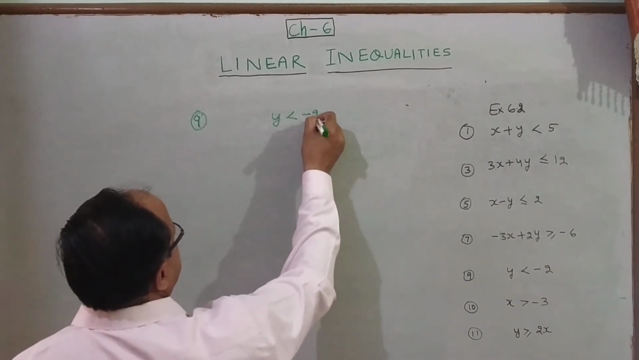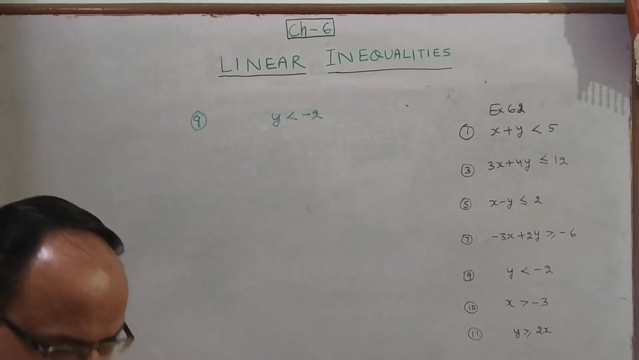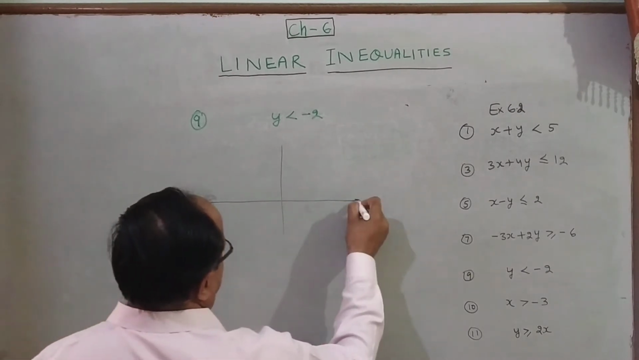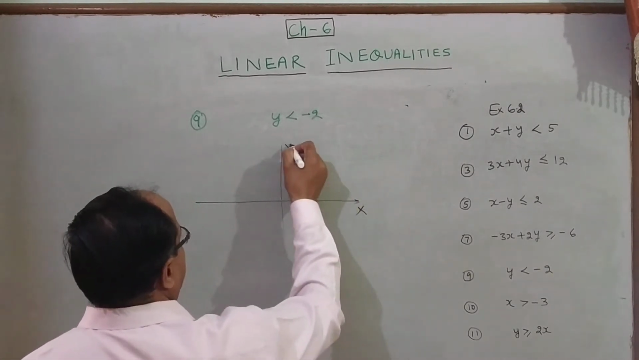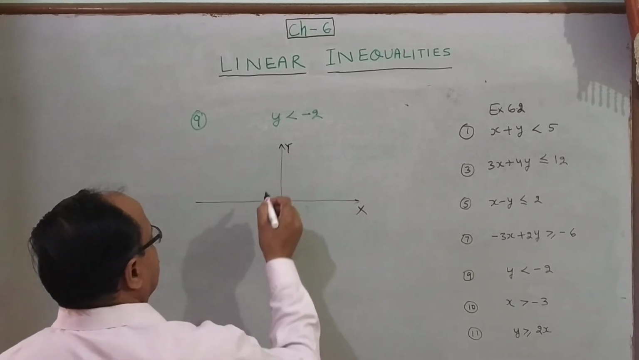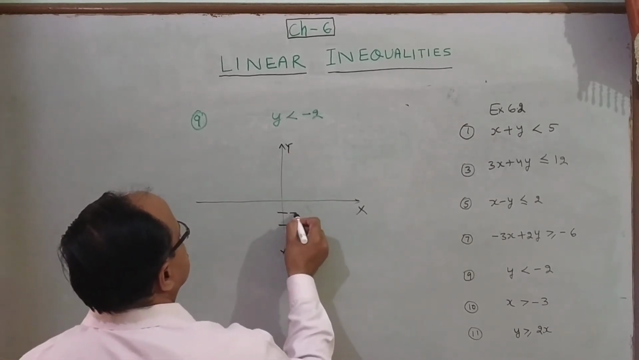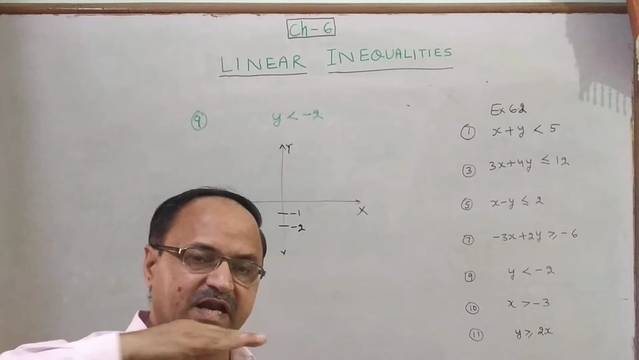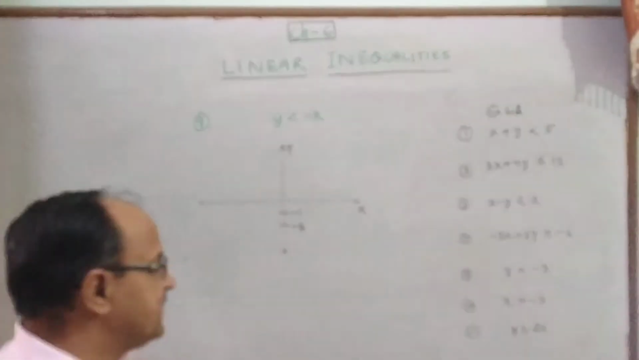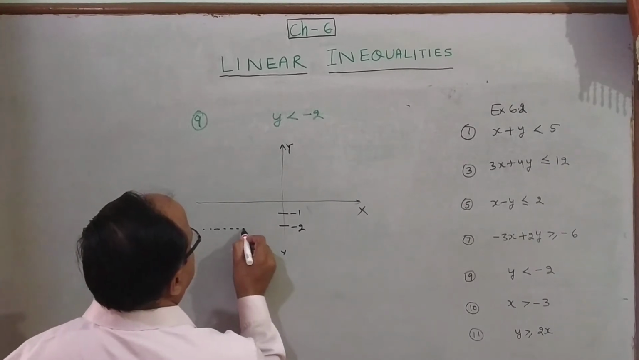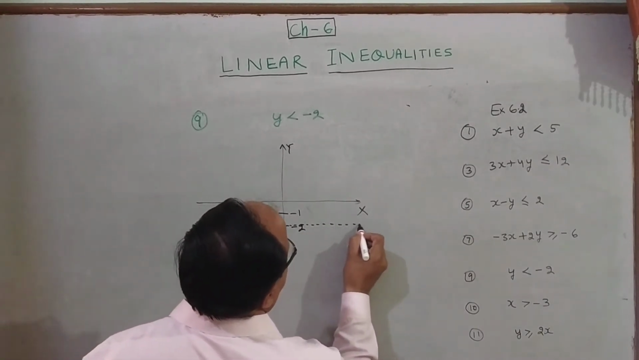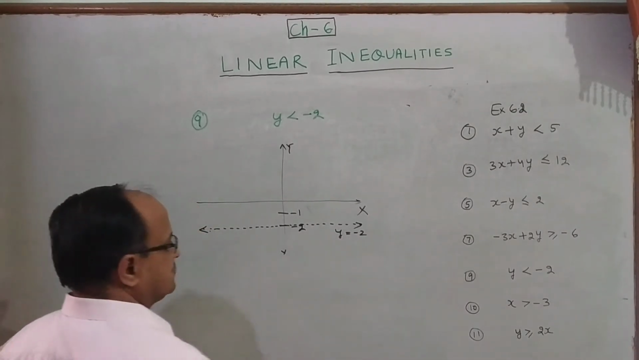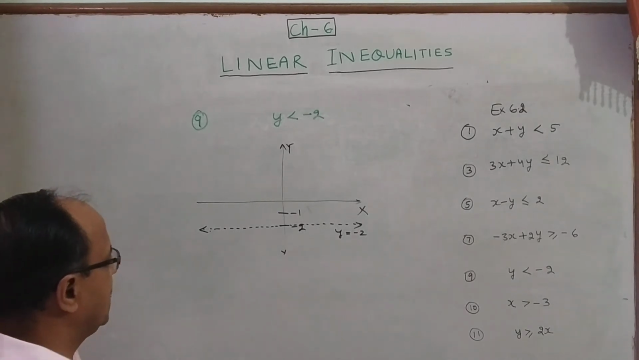Y less than minus 2. No need for a table. X axis, y axis. Minus 1, minus 2. Y is equal to minus 2 means the line is parallel to the x axis. Simply draw a line parallel to the x axis. Dotted line. Y is equal to minus 2, the line is parallel to the x axis.